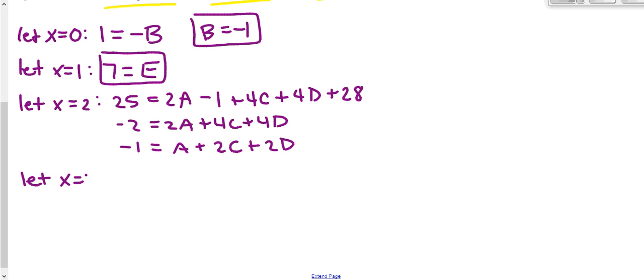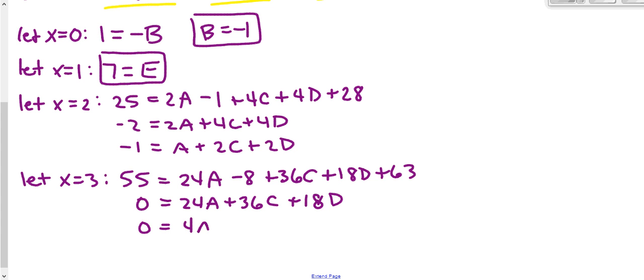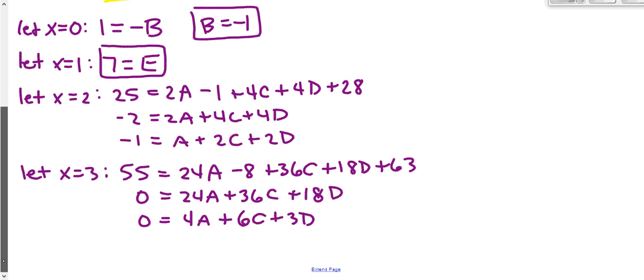I'm going to let x equal 3. And I'm going to speed this up again. You can take it slower if you want. This gives us 55 equals 24a minus 8 plus 36c plus 18d plus 63. That simplifies to be 0 equals 24a plus 36c plus 18d, and that can reduce to 0 equals 4a plus 6c plus 3d.